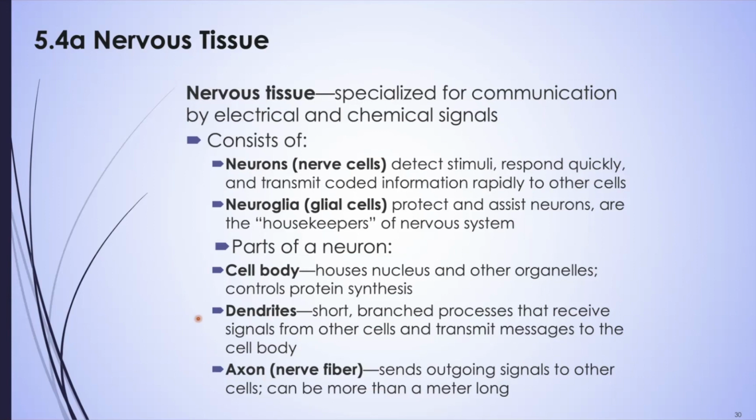And then the next thing is the axon. That message gets sent down the axon, which is also called nerve fiber, sending an outgoing message to other cells. And your axons can be more than a meter long. They can be pretty long.